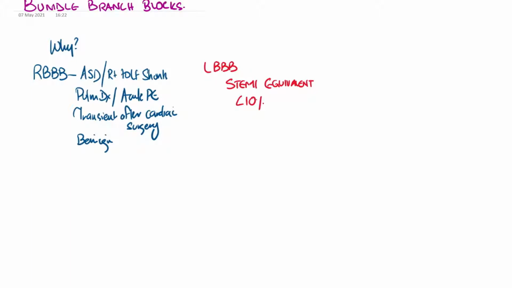Similarly, a left bundle branch block is much more important because it's considered to be a STEMI equivalent, but there's actually data that suggests that less than 10% of patients actually have an acute myocardial infarction, but you just don't want to miss those 10% of cases. Other causes could be cardiomyopathies, valvular heart disease, and hypertensive heart disease.